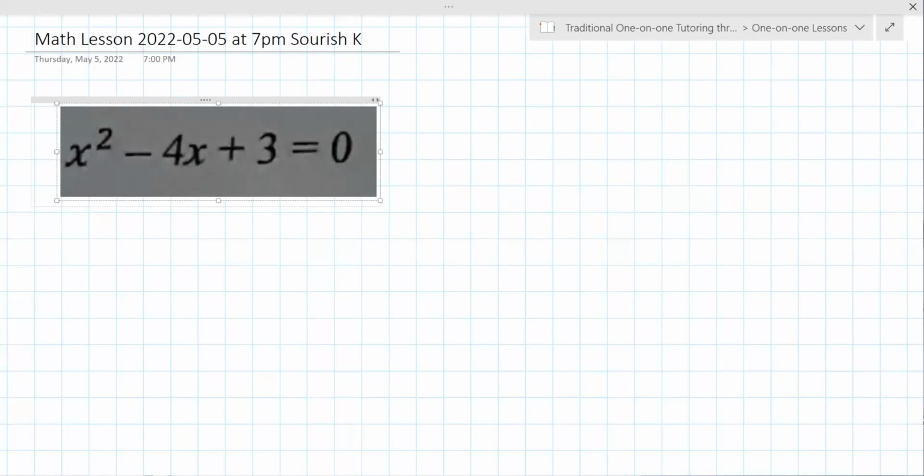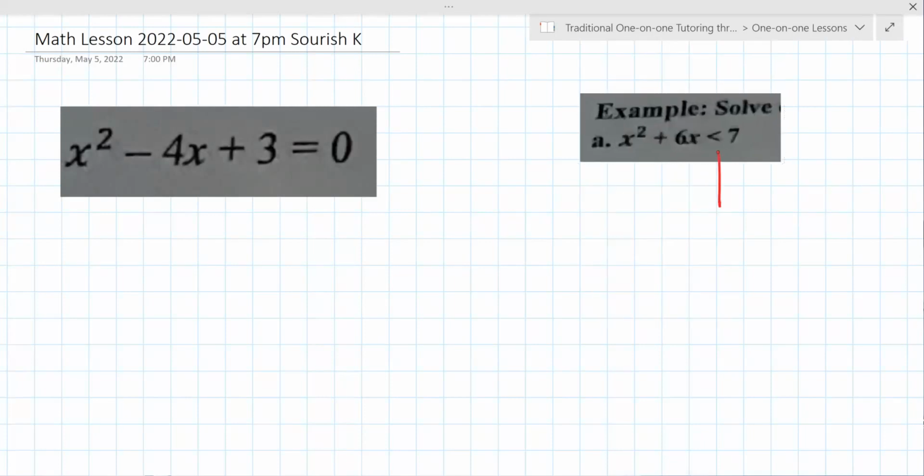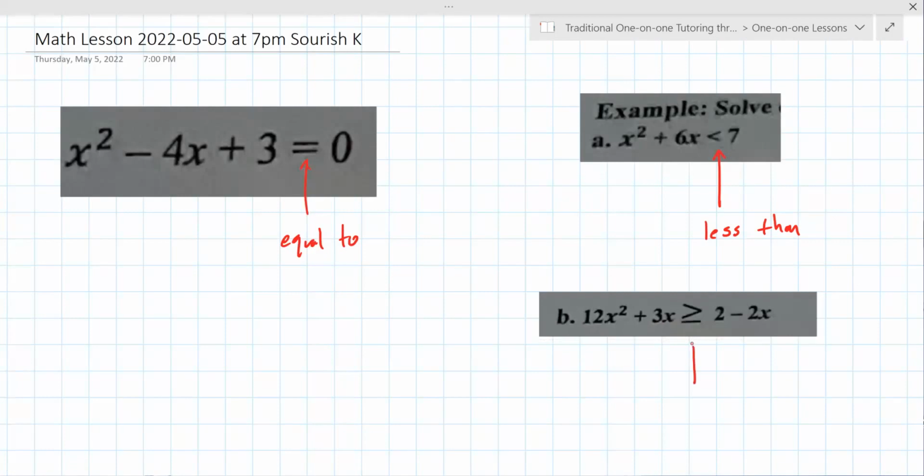Okay, now when I look at example A, I'm going to just snip that in real quick. There's an important difference. Example A has a less than right there, whereas yours has an equal to. So this is actually not an inequality over here on the left. But we'll do the problems you want to do. And this is the last point I'll make: example B is a greater than or equal to.